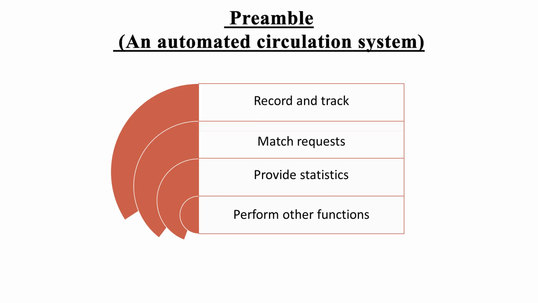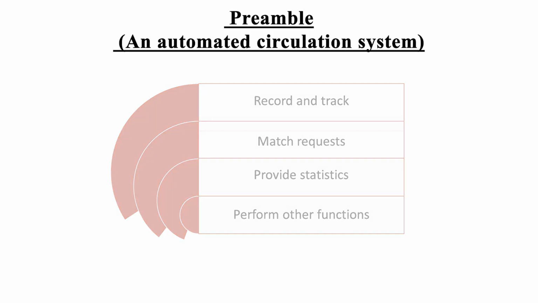Then they can match requests. Whatever request they have made for book requisition can be matched. Then provide statistics. Different kinds of statistical information are generated from these circulation systems, which is a very deciding factor for book promotion, collection development, acquisition, processing, every aspect.